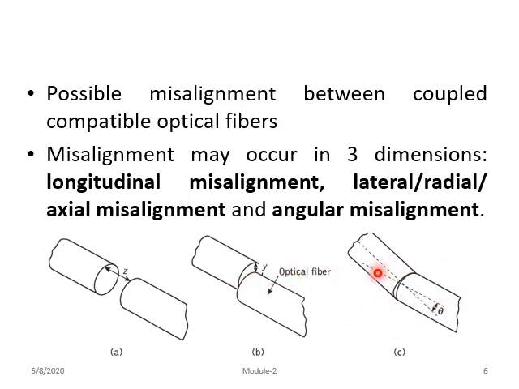The last of the mechanical misalignments is angular misalignment. So one fiber axis is not aligning with respect to the other fiber axis; it is aligned at some angle theta. So there is an angle difference between the fiber axes from the first to the second, in terms of theta. So this will be an angular misalignment.